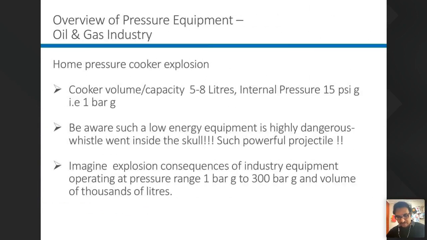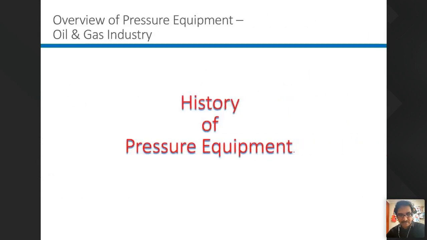So a cooker of 5 liter capacity explodes and can damage so much. Imagine the explosion consequences of industry equipment which is operating at 300 bar or 400 bar and thousands of liters of volume. It's unimaginable. Let's see the history of pressure equipment. What happened in the history of pressure equipment, and why there are so many regulations, and how or when they were created.